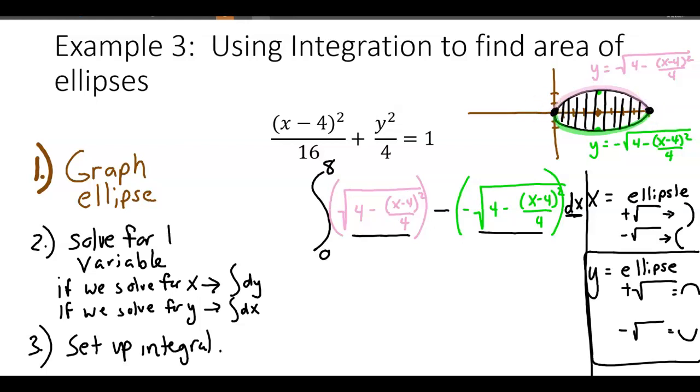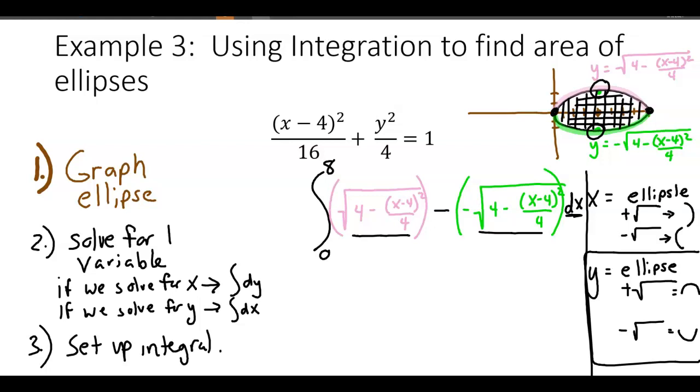Instead, you would be integrating from -2 to +2. You would be integrating in an upward direction if you had solved for the x instead and been integrating with respect to y. But either way, you're going to get the same answer.